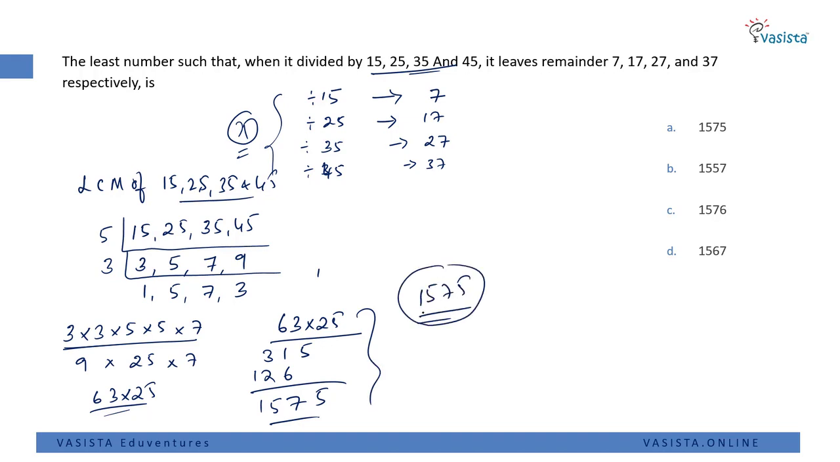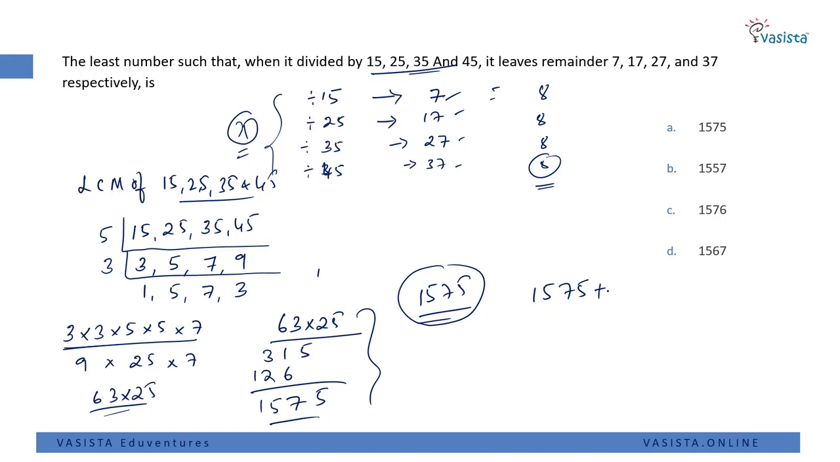This number is the least number which is going to be completely divisible by 15, 25, 35 and 45. But the question here is, when you divide by 15, 25, 35 and 45 you should get the remainders 7, 17, 27 and 37. So just check it out here. If we subtract here, we need to add some number. Which number? 15 minus 7 is going to be 8. 25 minus 17, 8. 35 minus 27, 8. 45 minus 37 is 8. This 8 we need to adjust in this number.